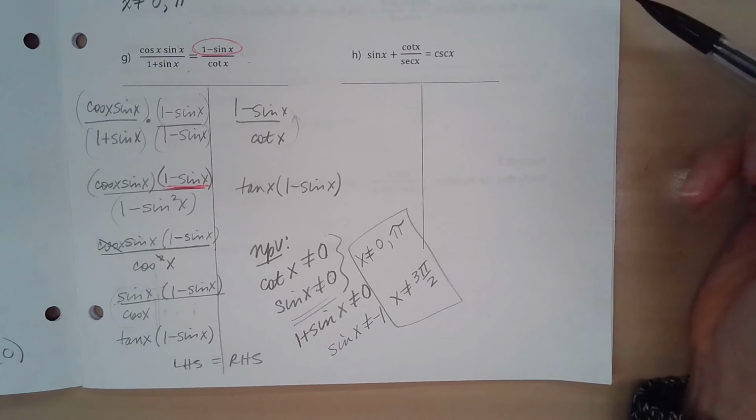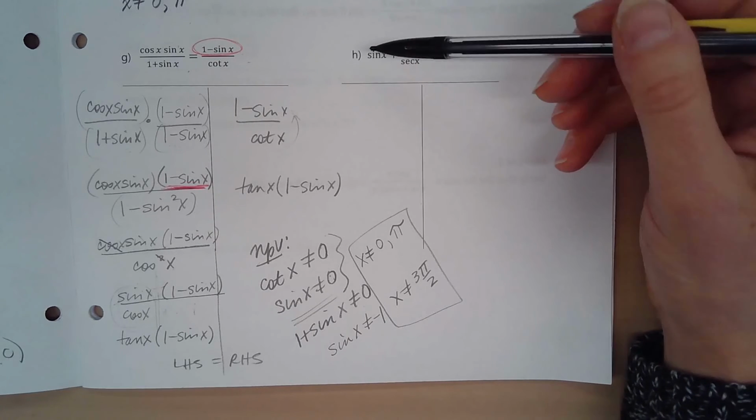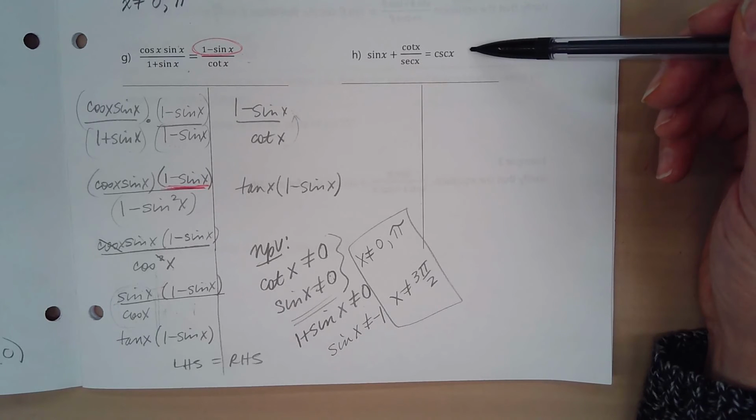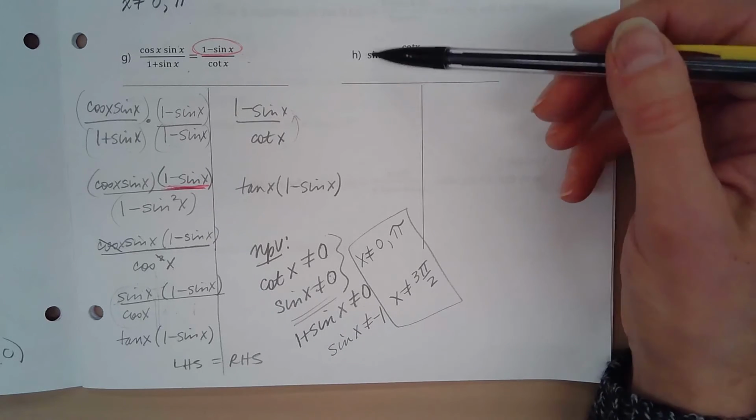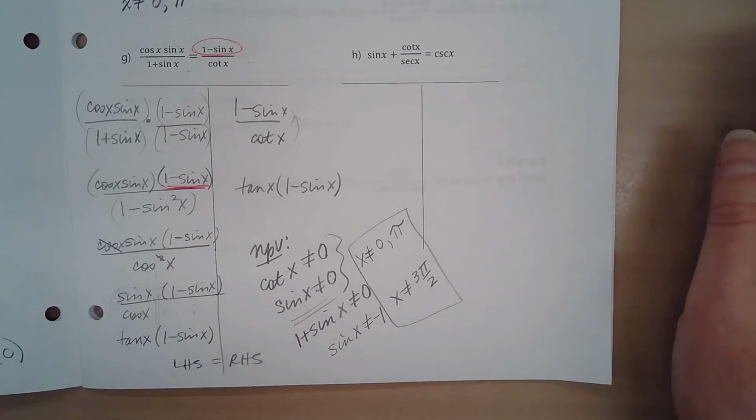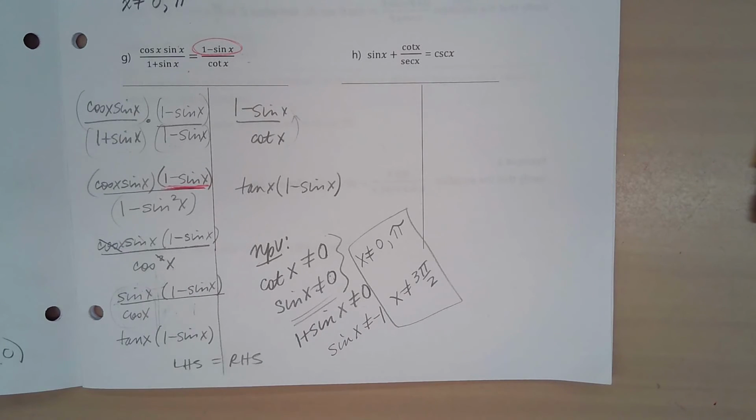Okay, last one before I let you go for break. What about this guy? Sine plus cotan over secant equals cosecant. I think everyone would agree we're going to start with the left-hand side. Agreed? So what is your thought process before you even think of any identities you're going to substitute? What do your eyes see from the left to the right? Just even, what's the most obvious thing that your eyes see?